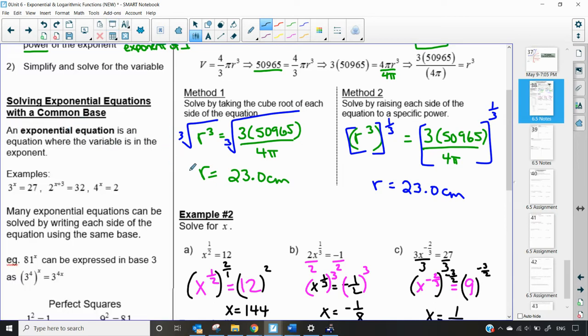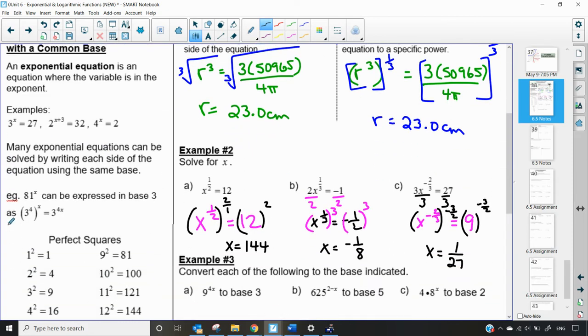So first of all, just as a refresher, an exponential equation is any equation where the variable is in the exponent. So we have, as an example here, 3 to the x is 27, 2 to the x plus 3 is 32, 4 to the x is 2. So to be exponential, the variable has to be in the exponent position, or as I've said before, in exponent land.